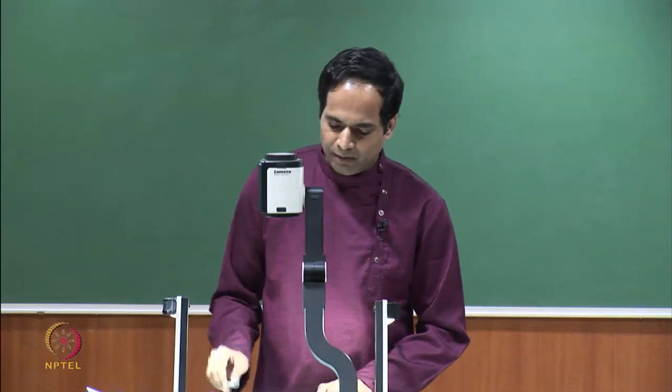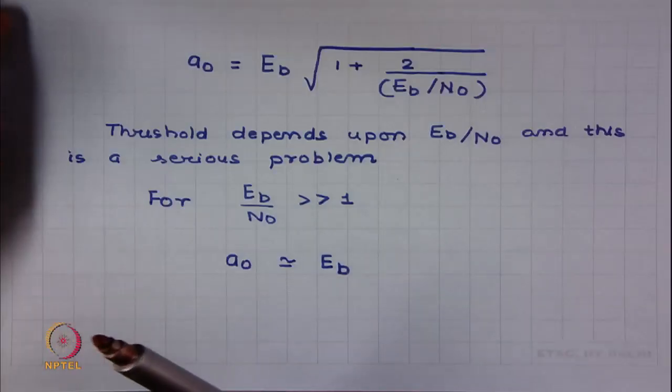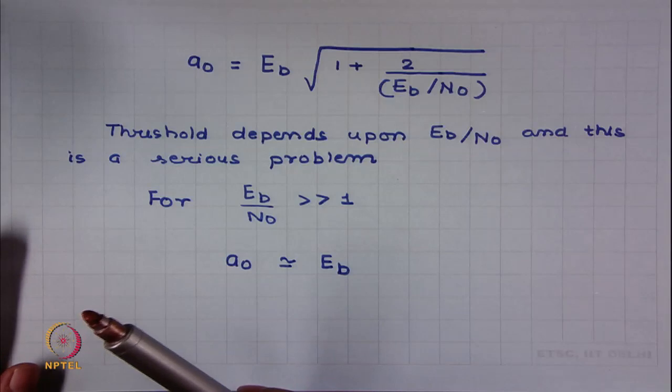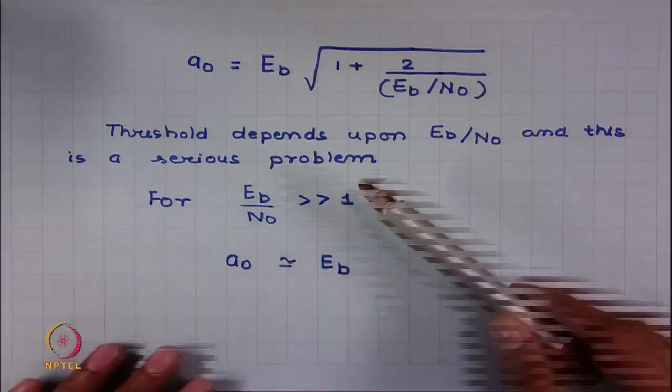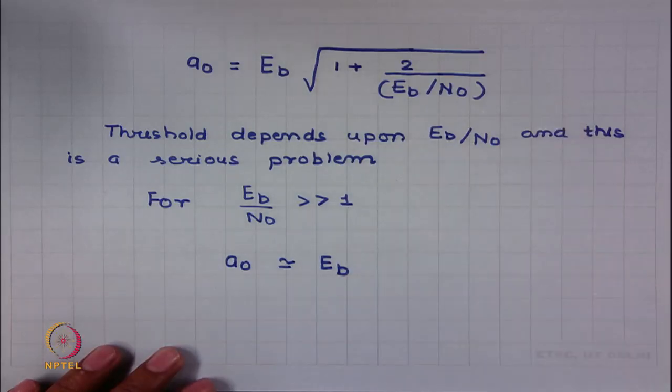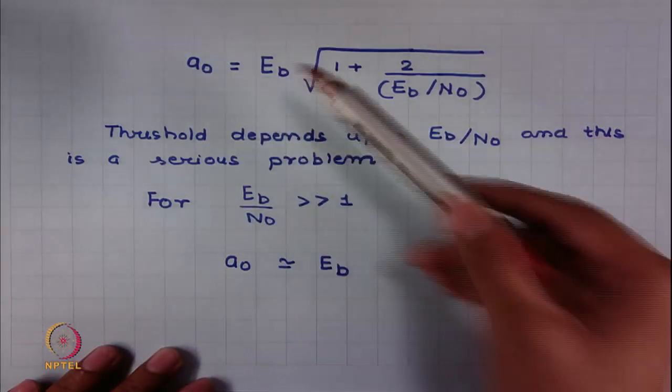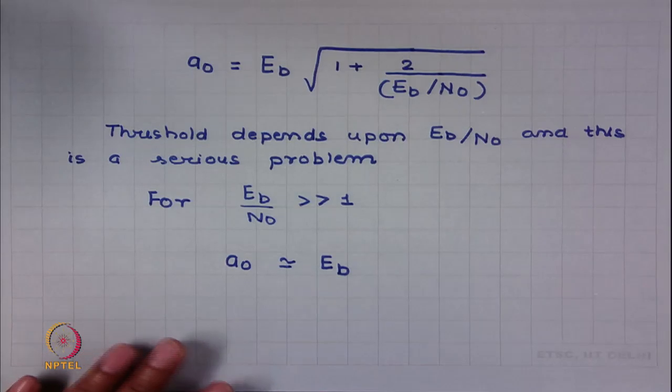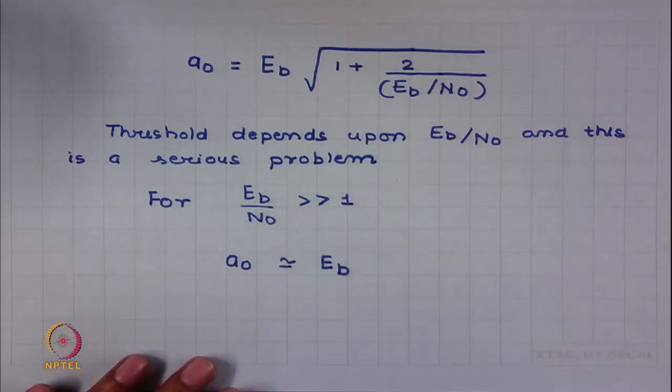So, the threshold depends upon E b by N naught, and this is a serious problem, especially in fading channels. And what we would like to do is, we want to assume this E b by N naught is pretty large compared to 1, so that I can approximate the threshold to be just E b. So, we do a set of approximations because we want to arrive at a simple formula for the probability of symbol error rate.